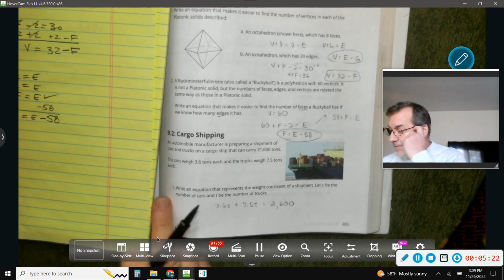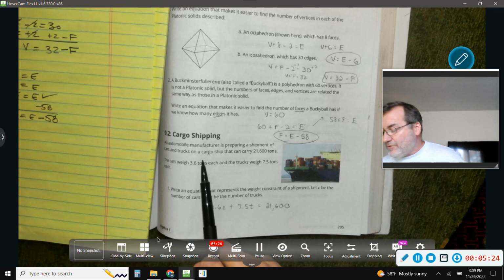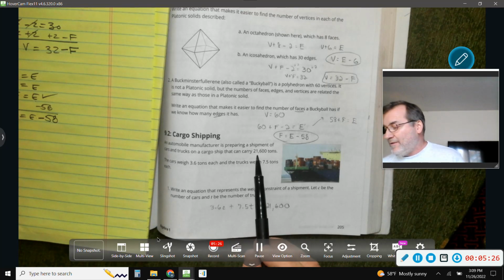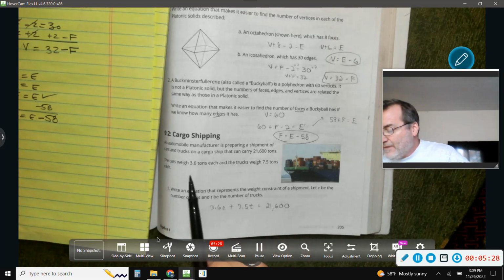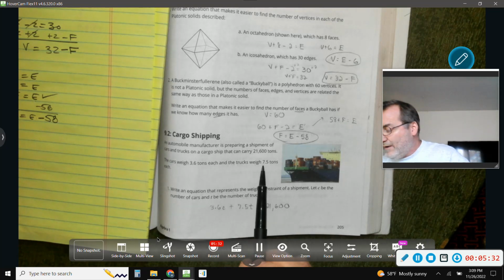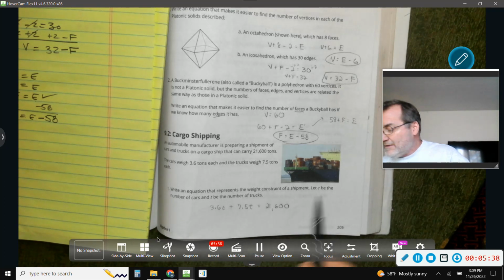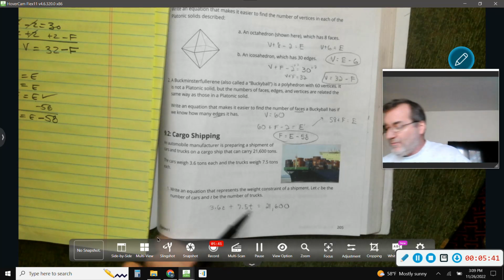An automobile manufacturer is preparing a shipment of cars and trucks for a cargo ship that can carry 21,600 tons. The cars weigh 3.6 tons each. The trucks weigh 7.5 tons each. Write an equation that represents the weight constraint of the shipment. Let C be the number of cars and T be the number of trucks.